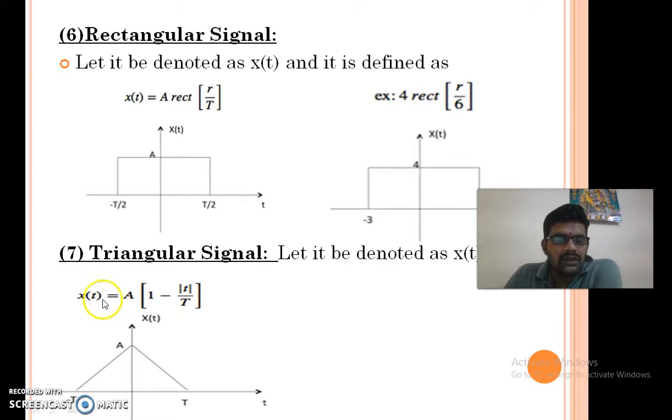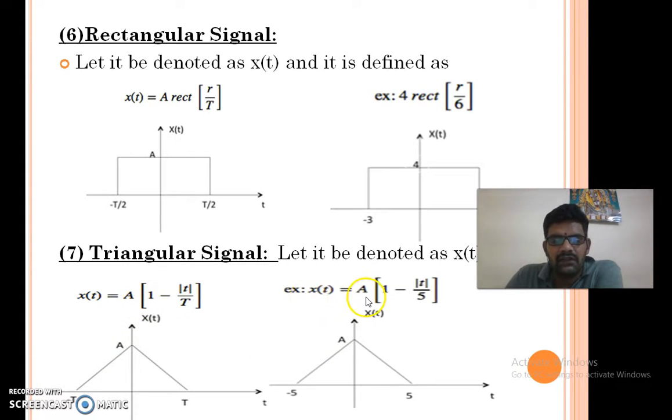X of t equal to A into 1 minus mod t by T, where A is the amplitude of the signal. For example, x of t equal to A into 1 minus mod t by T. If any function is given like this, you can directly say that it is a triangle function having its base from -5 to +5, that is the base width is 10.